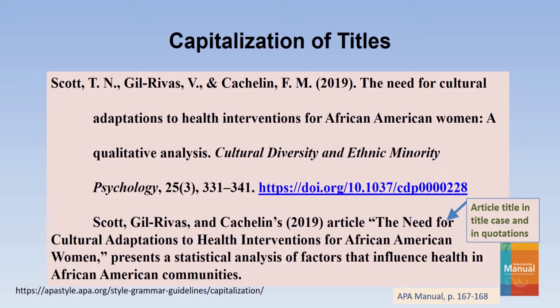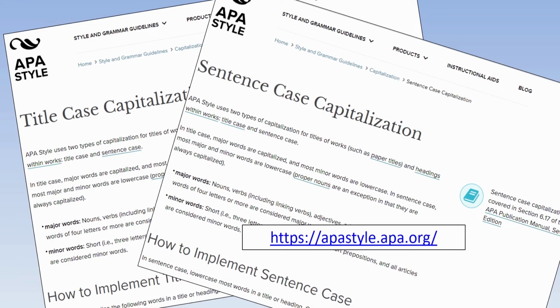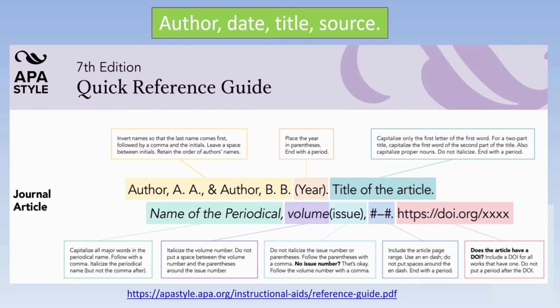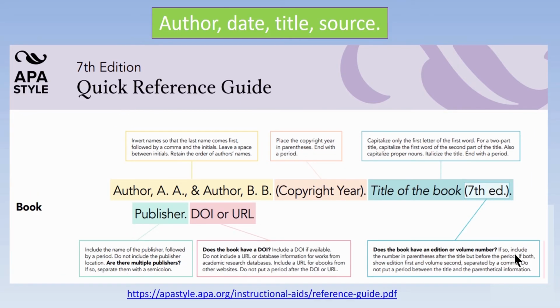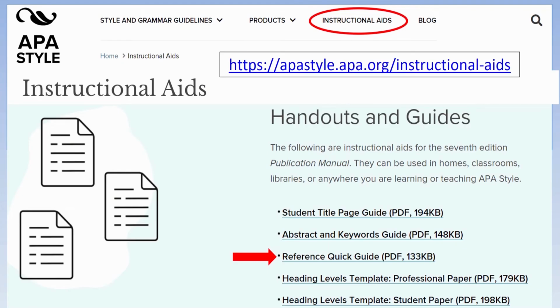See pages 167 to 168 of the APA manual, or go to apastyle.apa.org for more information and examples on sentence case and title case capitalization. The APA Style website has helpful quick reference guides to create reference entries for journal articles, books, and a chapter in an edited book. To find them, go to the apastyle.apa.org website and click on Instructional Aids, then scroll down to Reference Quick Guide.